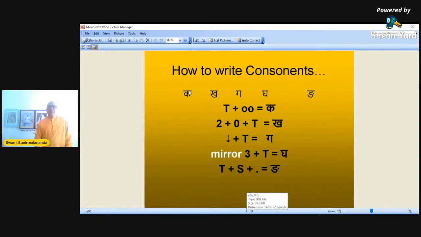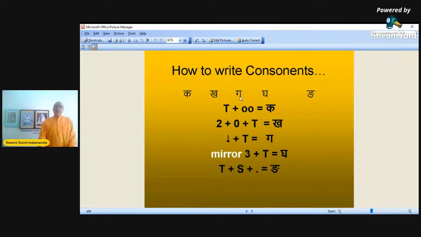In order to write ka, all you have to do is place T first and 2 zeros. As it is here, it becomes ka. This 2 is a printed 2. When we write 2 using a pen or a pencil, it will be a different thing, like this. So 2 plus 0 plus T becomes kha.